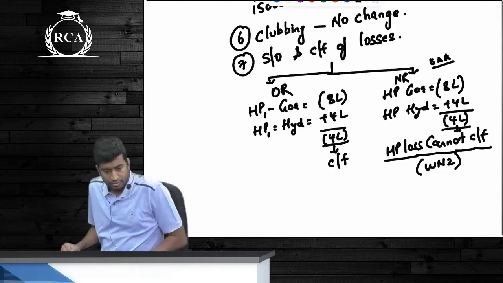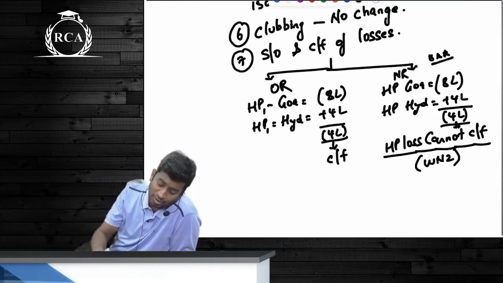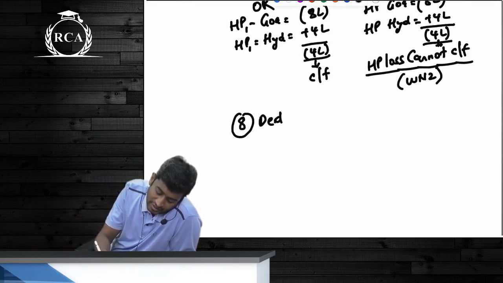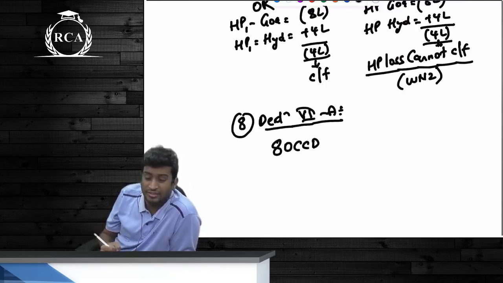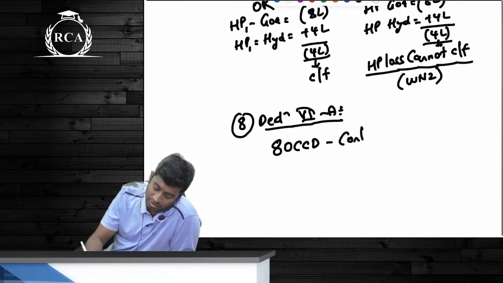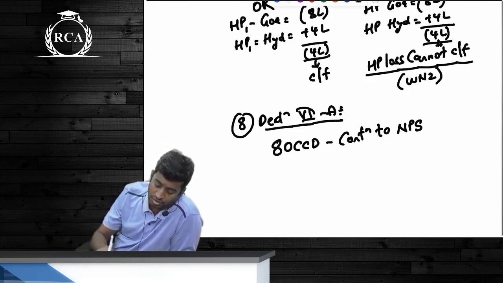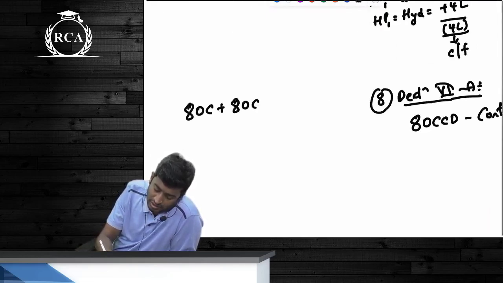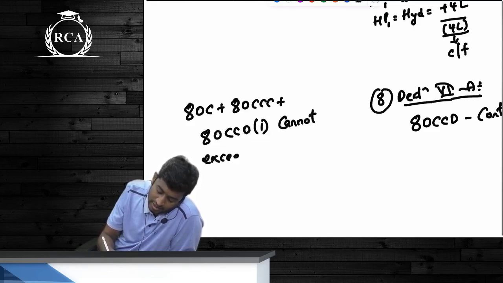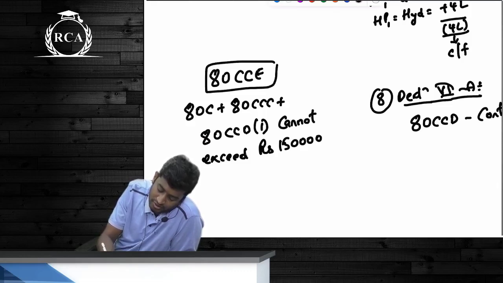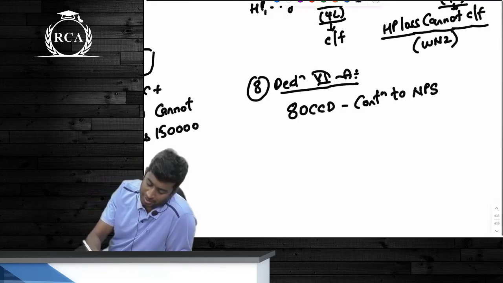Next chapter after set off is deductions under Chapter 6. Only one change came under 80CCD. Do you remember what it is? This is contribution to NPS. 80CCD(1) cannot exceed 1 lakh, and this is as per section 80CCE, if I remember. But the amendment did not come here.